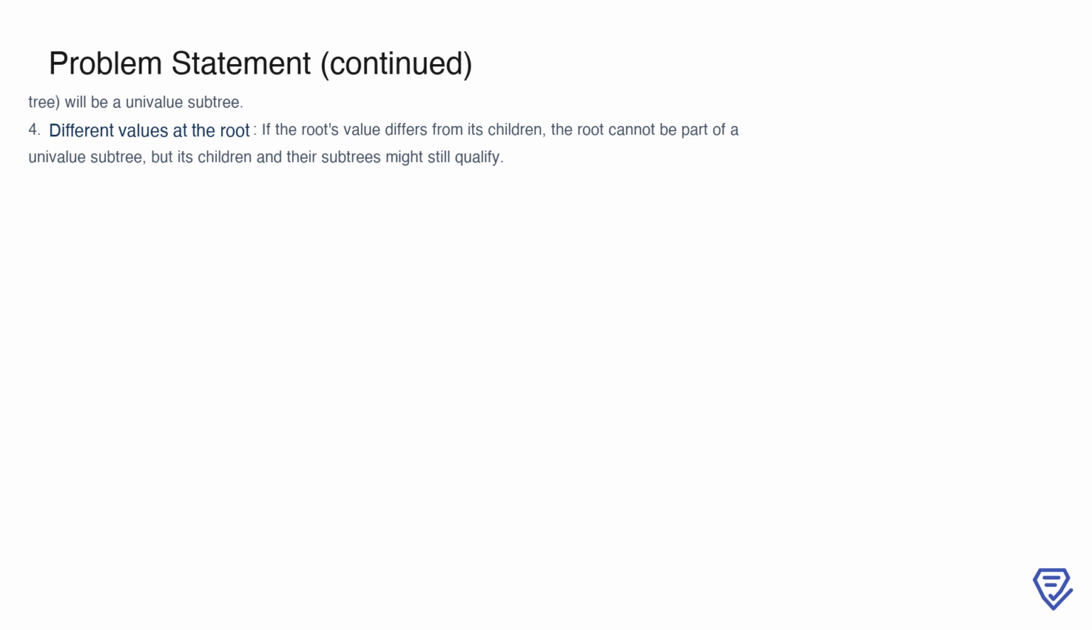A single-node tree, on the other hand, has exactly one univalue subtree because the single node itself forms a valid subtree. Additionally, if all nodes in the tree share the same value, every subtree, including the entire tree, will qualify as a univalue subtree. However, if the root has a value that differs from its children, the root cannot be part of a univalue subtree. Even so, its children and their respective subtrees might still meet the univalue condition. These considerations will guide us in formulating and implementing a robust solution.